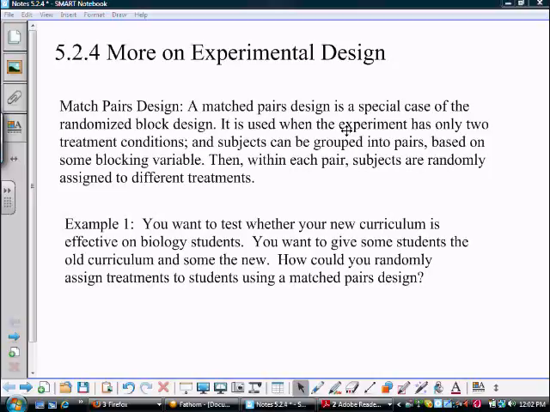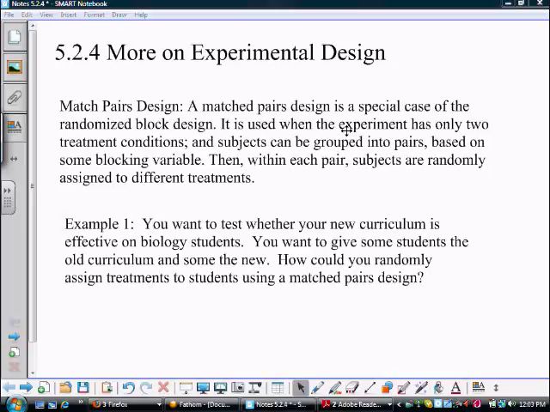I'll walk you through a blocking here. You want to test whether your new curriculum is effective on biology students. You probably don't want to test this, but the school district may want to test this. So you're going to give some students the old curriculum and some students the new curriculum. You're not going to do an observational study. You're going to do an experiment. So how could we randomly assign treatments to students using a matched pairs design?